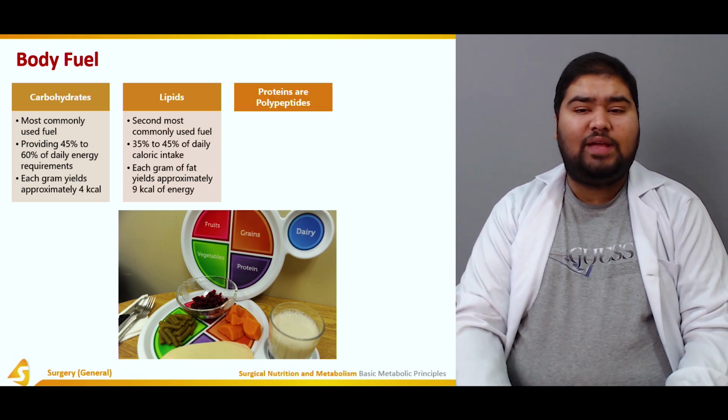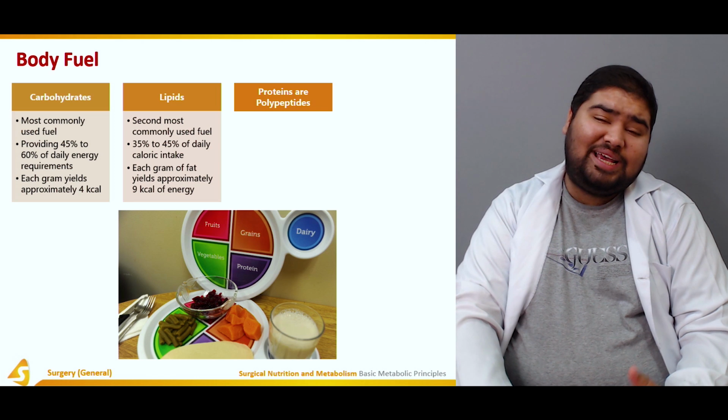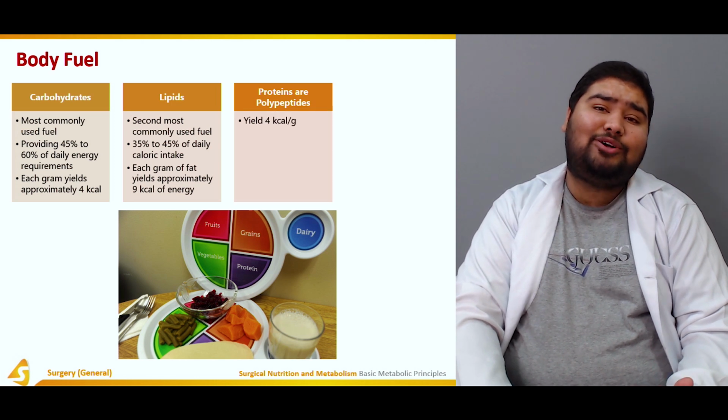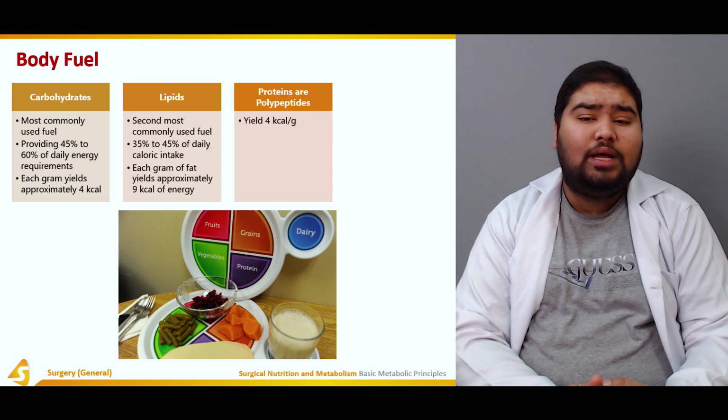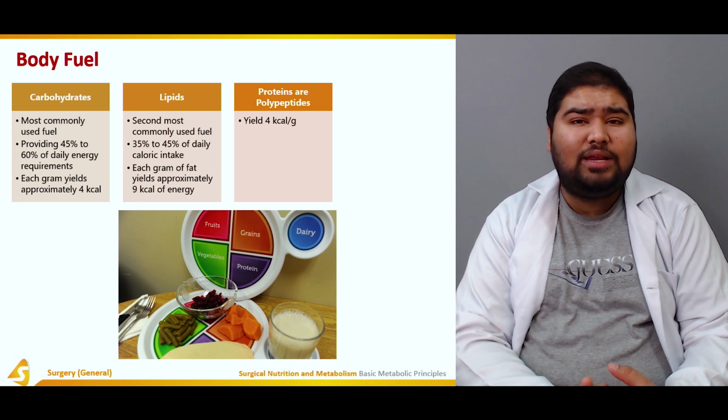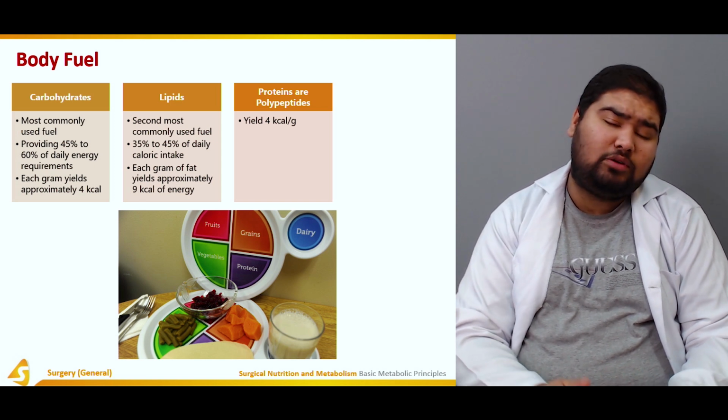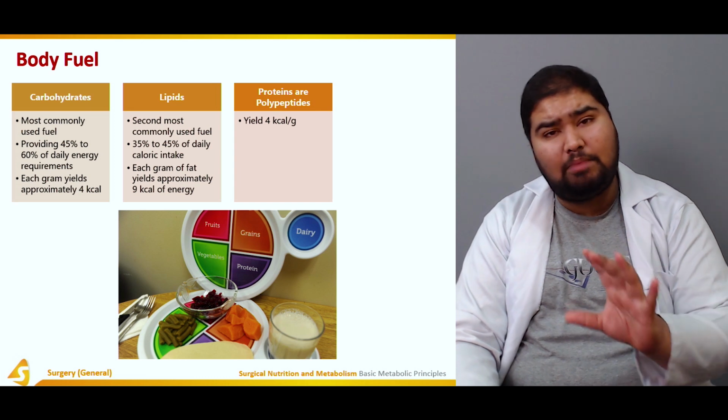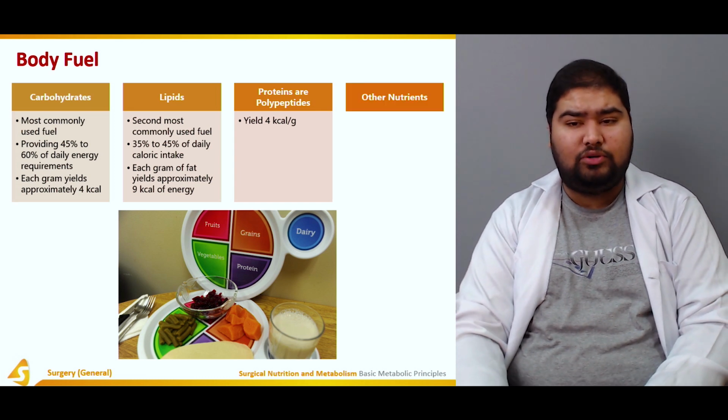Now, moving on, we have proteins and polypeptides. These are the third component of the food. They yield about 4 kilocalories per gram. The amount of energy yielded is the same as that of the carbohydrates.